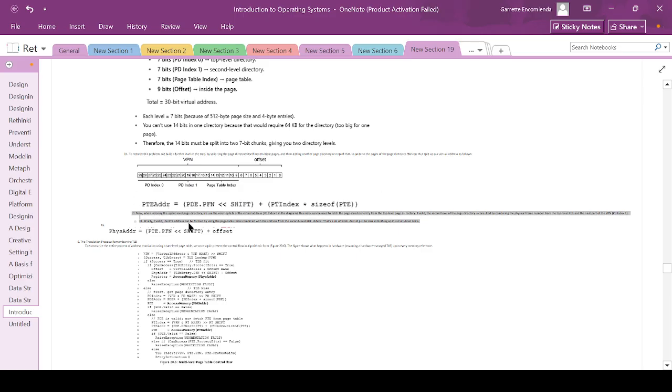Now, when indexing the upper level page directory, we use the very top bits of the virtual address, PD index 0 in the diagram. This index can be used to fetch the page directory entry, or PDE, from the top level page directory.